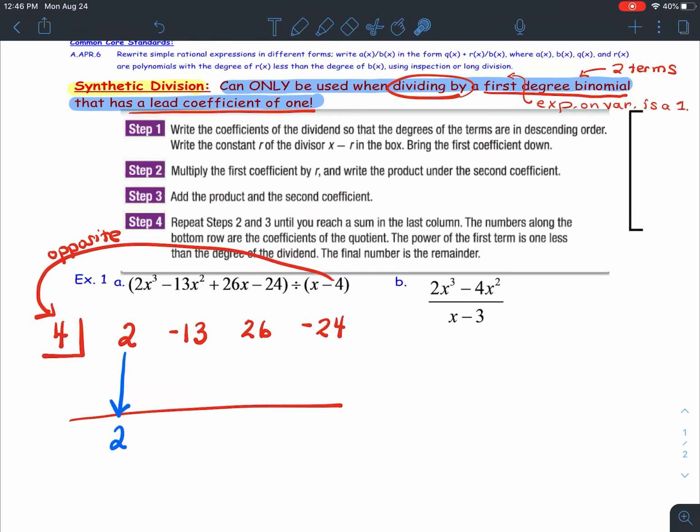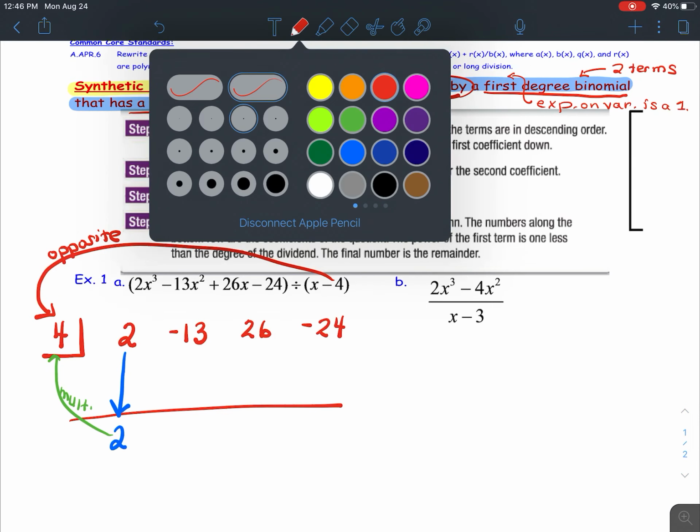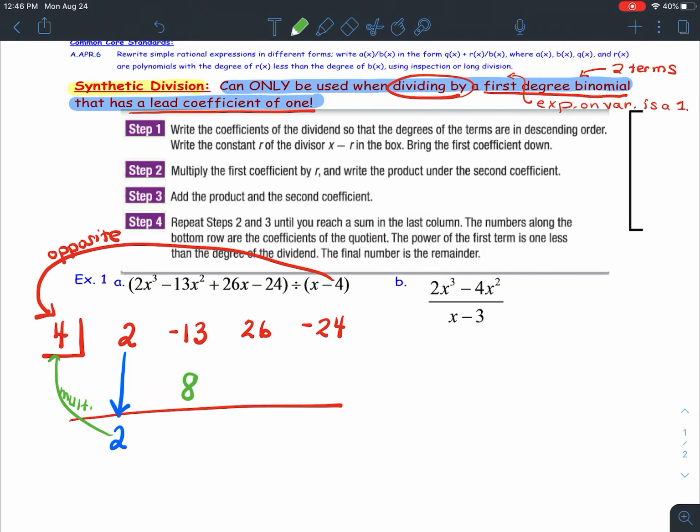You're then going to take that 2 and you're going to multiply. You don't flip the signs on anything when you do synthetic division. So you're going to take that 2 and multiply the 2 times the 4, and you're going to write that answer underneath the negative 13. Okay, so 2 times 4, I put my answer in the next column, the 8. Okay, again, I'm not changing the signs. This 8 is positive. Now you're going to just add these two numbers together. So negative 13 plus 8, that is going to be a negative 5.